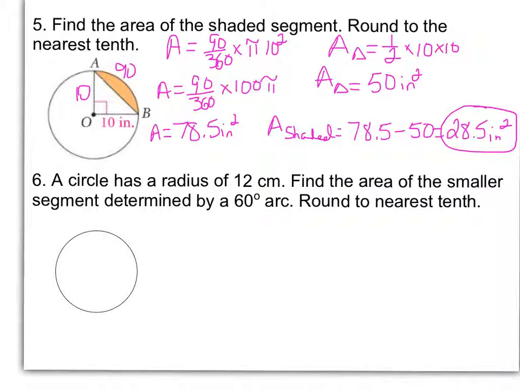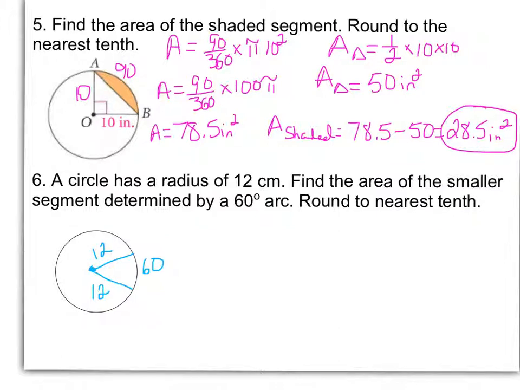And finally, number 6. It says a circle has a radius of 12 centimeters. Find the area of the smaller segment determined by a 60-degree arc. Round to the nearest tenth. Okay, so let's draw in the center of our circle. So we have a radius of 12. And we'll go ahead and draw our angle. It's telling us that it's a 60-degree arc. This is also a radius, so it will be 12.